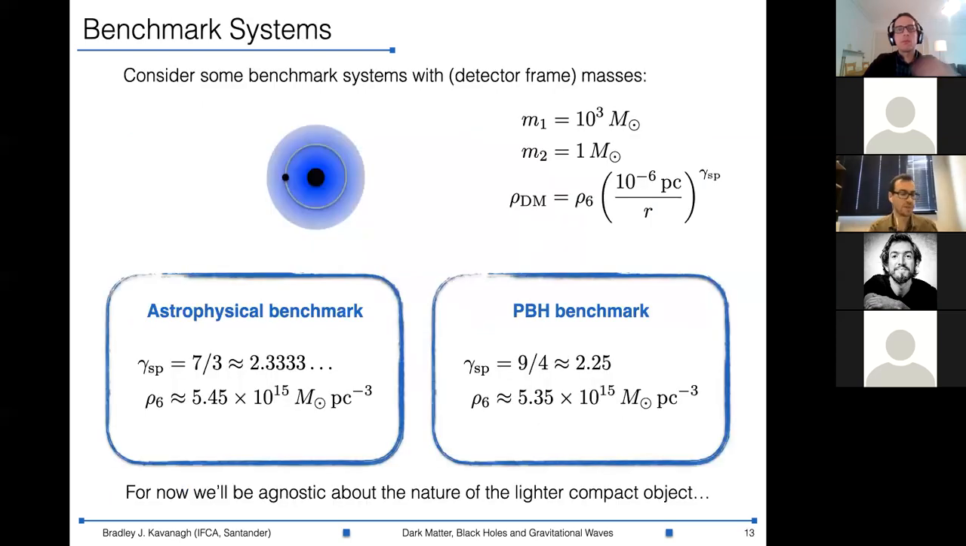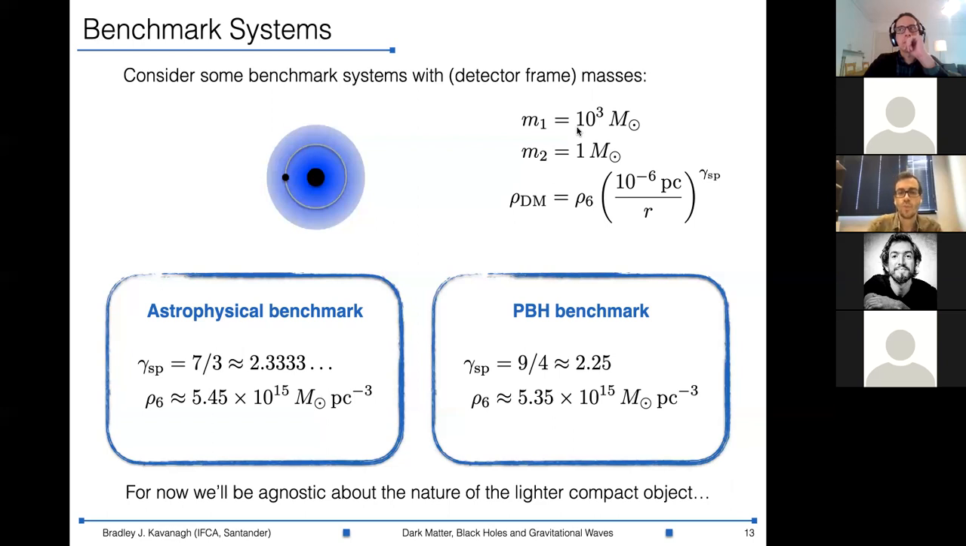So the systems that we're thinking of are these two, and I'll come back to these two benchmarks. One of them is what I've called the Astrophysical Benchmark, in which you have the formation of this intermediate mass black hole a little bit later in the universe, and I'll also mention briefly this PBH benchmark. We can pick a couple of masses just to keep things concrete, but in general, this applies for a much wider range of masses.